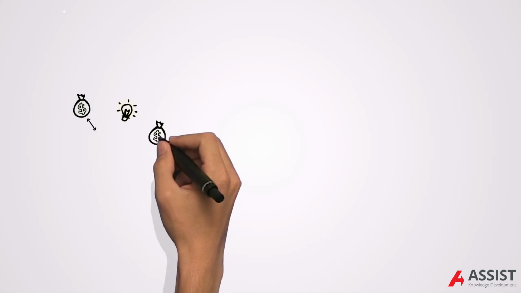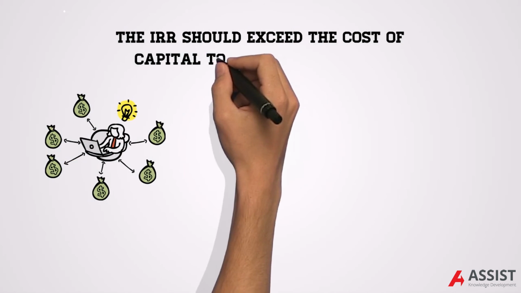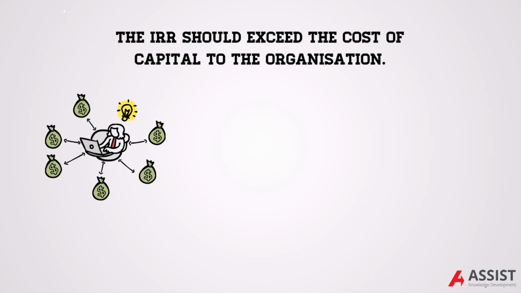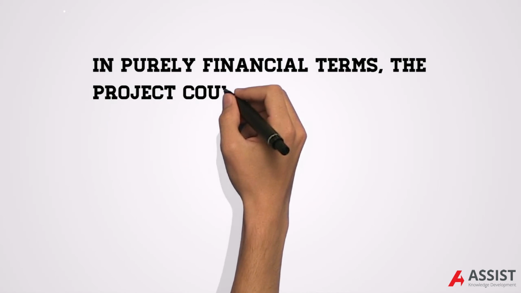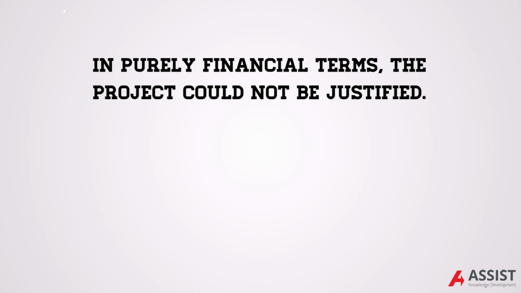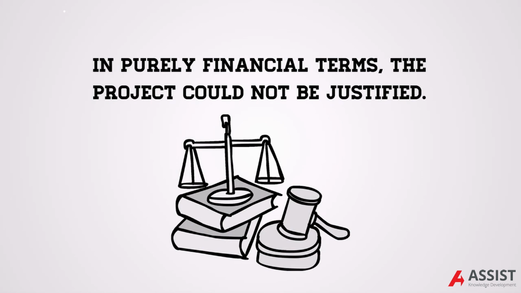Another consideration in selecting projects is that the IRR should exceed the cost of capital to the organisation. In our example, if the organisation's cost of capital were 7%, then it would be paying more for the capital used than the project offers. In purely financial terms, the project could not be justified, but it may be on other grounds. The need to comply with new regulations, for example.